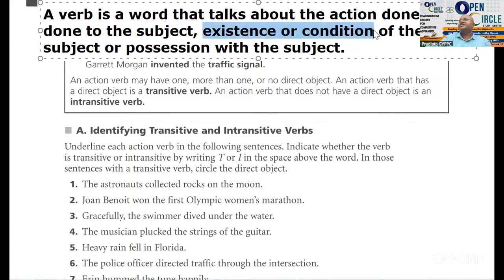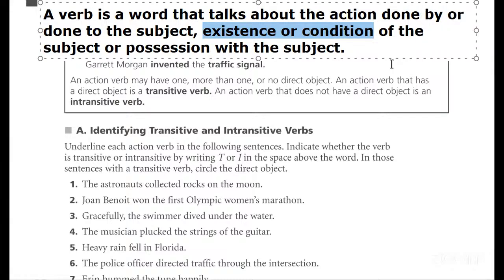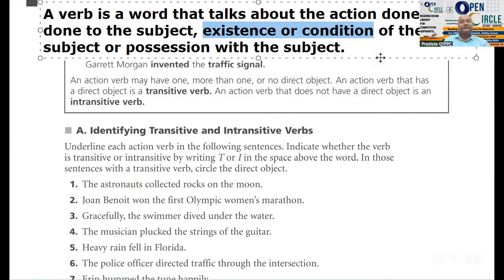This water is very cold. This is existence. This is the condition. Or possession with the subject. I have a pen. What's the verb? The verb is have. The verb is have. Clear, Unnati? Yes, sir. Divyanka, do you understand? Yes, sir.